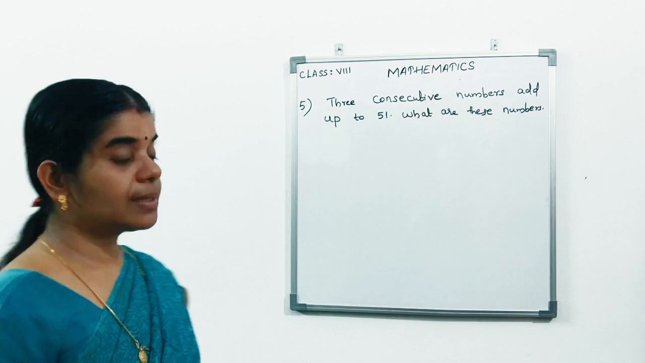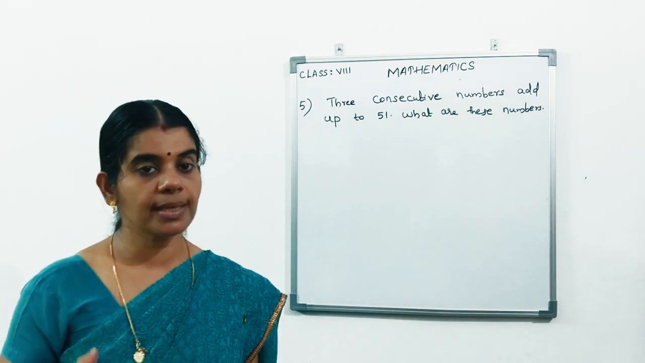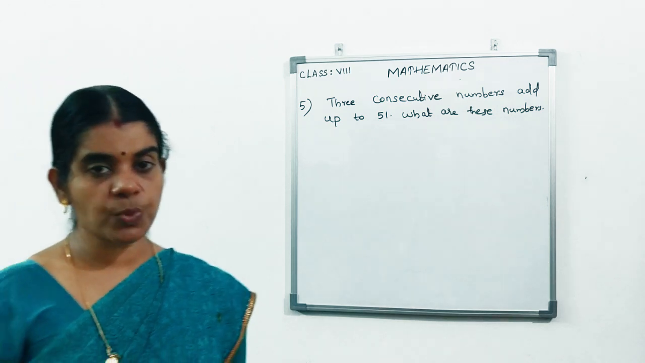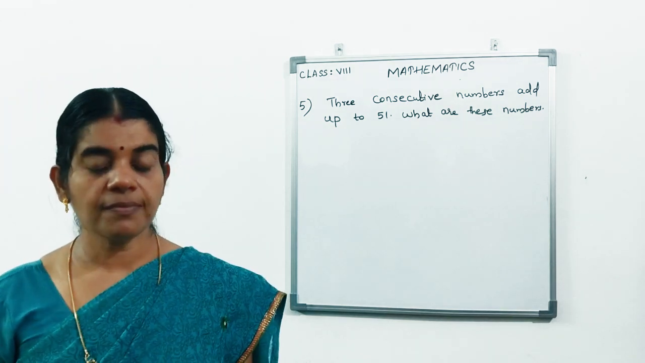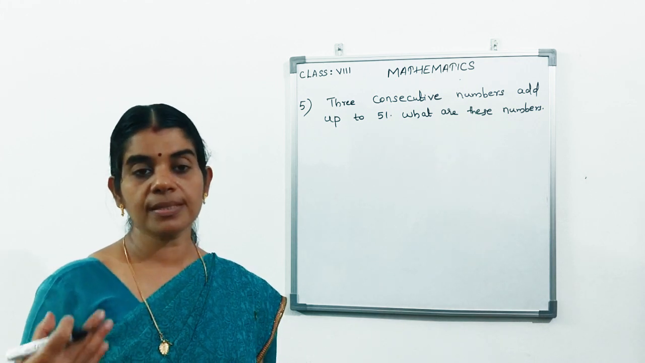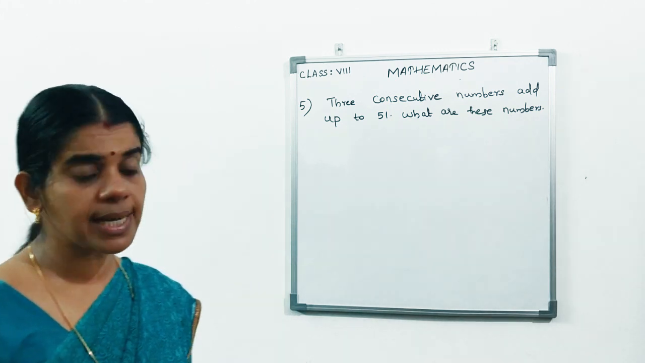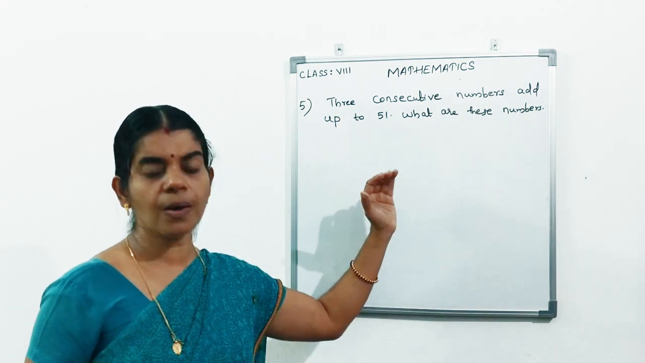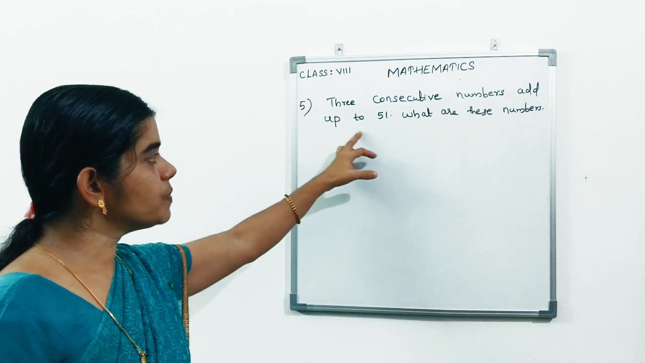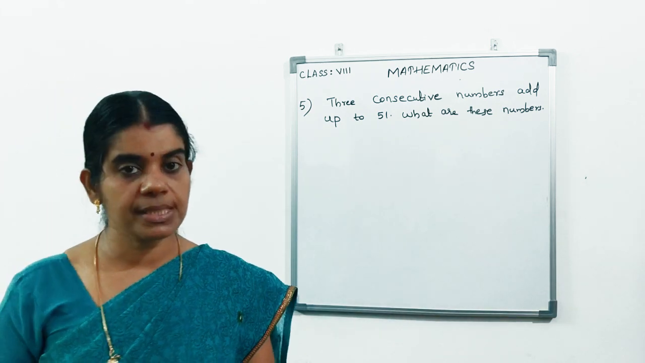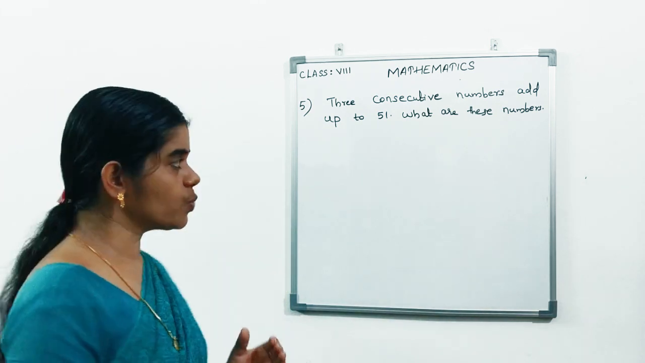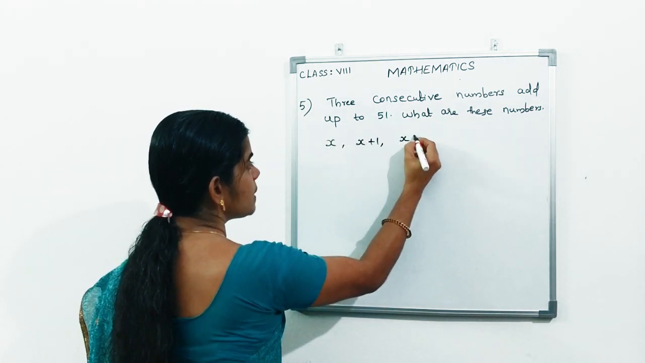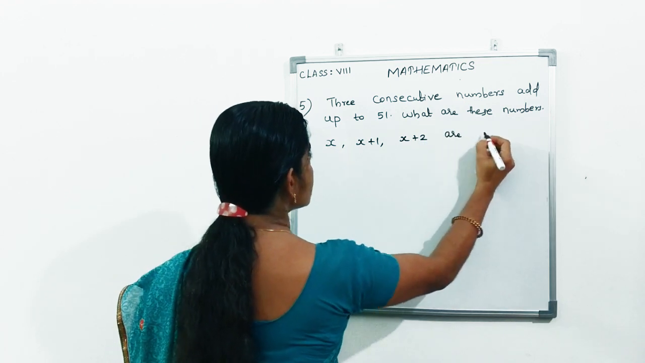I already told you about consecutive multiples. In the case of consecutive multiples of 2, we can write x plus 2, x plus 4 like that. In the case of 3, we write the consecutive multiples x plus 3, x plus 6 like that. Here we are saying only 3 consecutive numbers or integers add up to 51. What are those numbers? Consecutive numbers we can take as x, x plus 1, x plus 2.